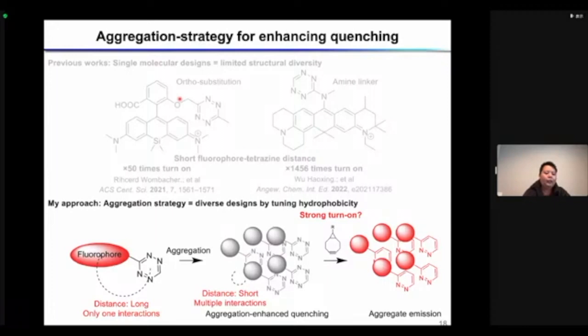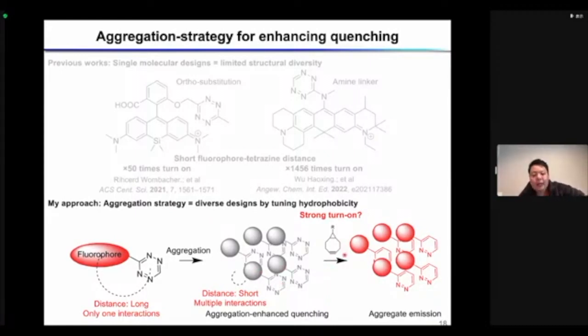How does it work? It's just a simple system. I tune the hydrophobicity of the tetrazine and fluorophore conjugate. In a single molecule, the tetrazine-fluorophore distance might be long, and basically there's only one distance between these two units. However, if I make the fluorophore and tetrazine moderately hydrophobic, it will form an aggregate inside the water, and in the aggregate, tetrazine and fluorophore will have multiple interactions. Because it's packed very well together, the distance will be shorter, so the quenching efficiency of the tetrazine will be boosted.